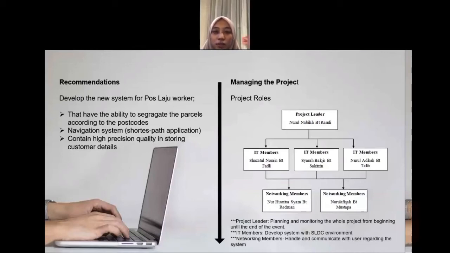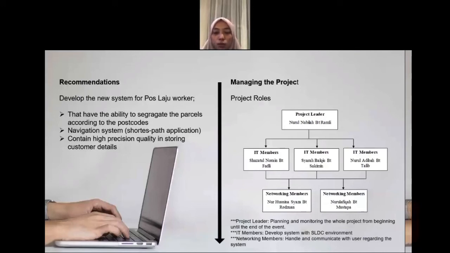Okay, there are a few project roles in this task. The first one, the project leader, is directed by NURUL NABILAH binti RAMLI. Followed by a few IT members, which are SHAZATUL binti FADLI, SYARAH BALQIS binti SAKIMIN, and NURUL binti TALIB. For the networking members, we have HUSNINA SYAZA binti REDZUAN and NURULAFIQAH binti MUSTAPA.